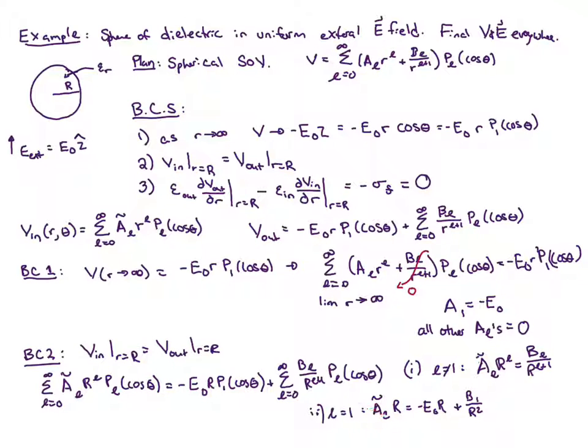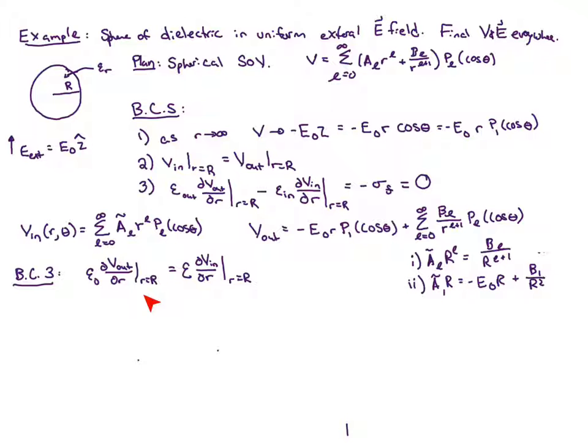Now the 1s, we just have this extra P1 contributing, so we have A1 R to the 1, the equivalent to this, but now it equals E naught R plus B1 over R squared. All right, so these two equations, I'm going to have to erase to make space, but we need to keep these two equations because these are what are going to help us moving forward.